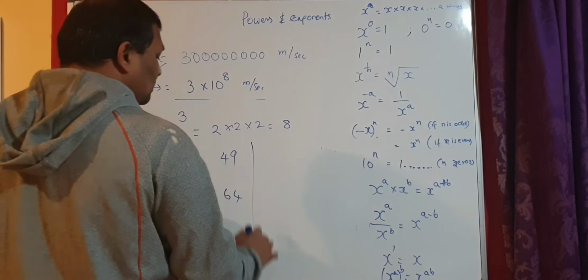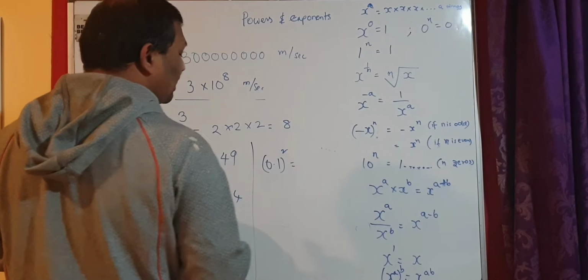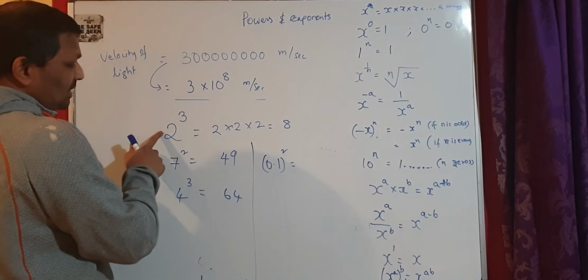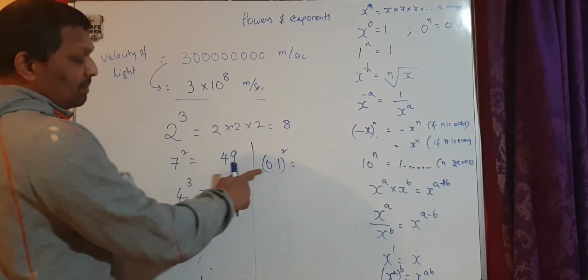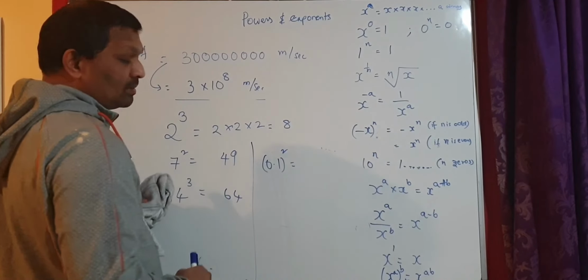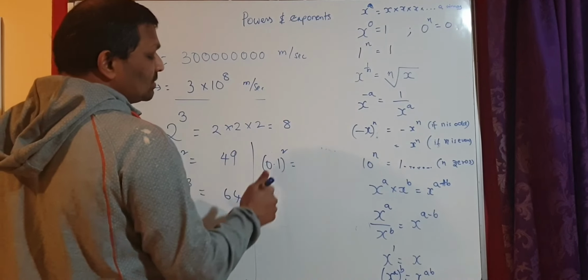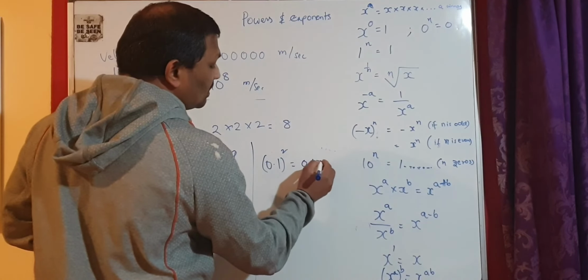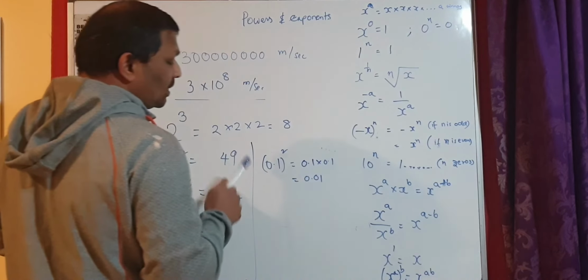Okay, keep that aside. Say I'm going to tell you 0.1 whole square. What is the value of this one? The only difference here is I picked up numbers as the bases that are more than 1. Here I picked up a number that is less than 1, but more than 0. If I have to evaluate this one, the answer is going to be 0.1 into 0.1, that is 0.01.